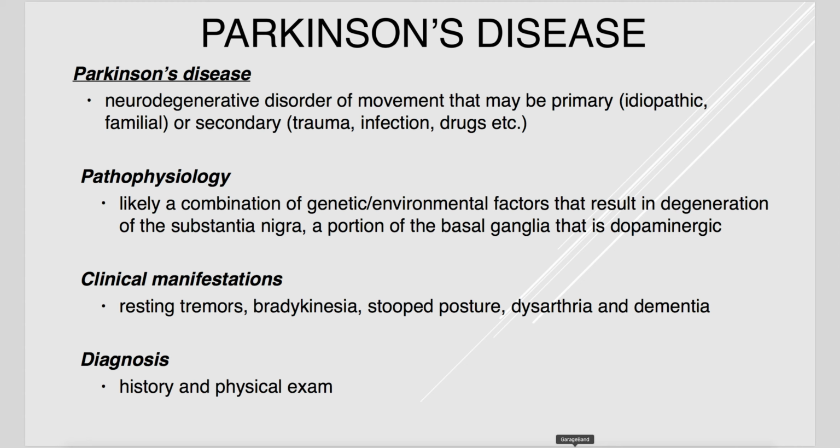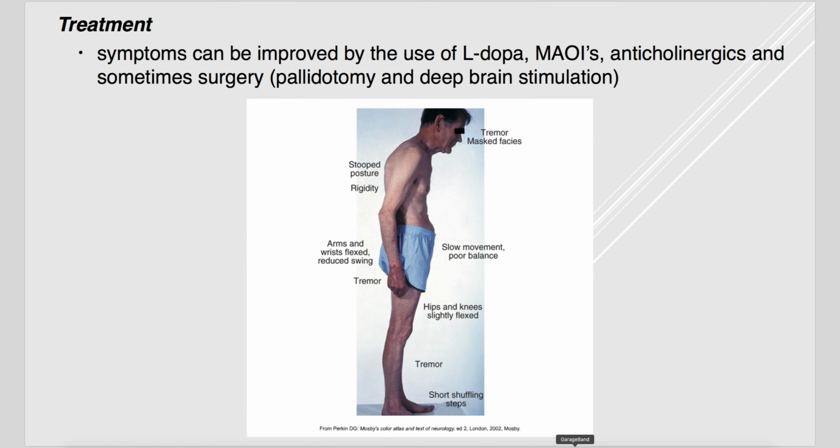Diagnosis: history and physical exam can take you a long way to diagnosing Parkinson's because it has really characteristic manifestations. Symptoms can be improved with things like levodopa. Also MAOIs, monoamine oxidase inhibitors. Monoamine oxidase is an enzyme that breaks down dopamine in the synapse. So if you inhibit that, you are going to keep more dopamine in the synapse, and hopefully more will bind to the postsynaptic cell.